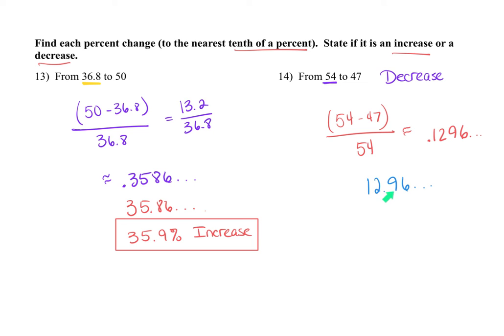If I look at this 9, I look to the right of it, I have a 6, which is 5 or more, which means I round this 9 up. What happens when I round that 9 up is that it rounds to technically a 10, which then rounds the other guy, so the nearest tenth of a percent is actually 13% here. So I have a 13% decrease as my final answer here. This guy right here would be my answer.